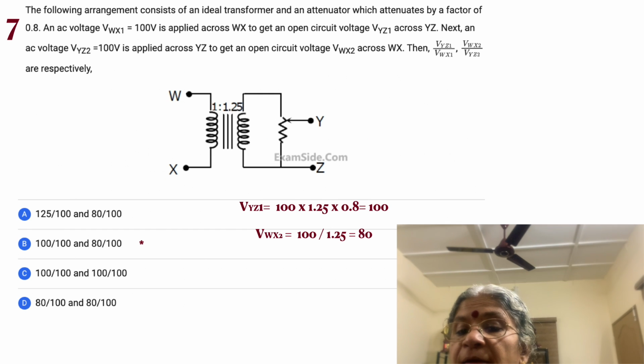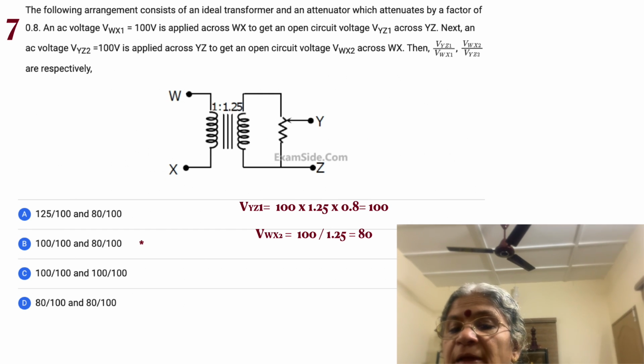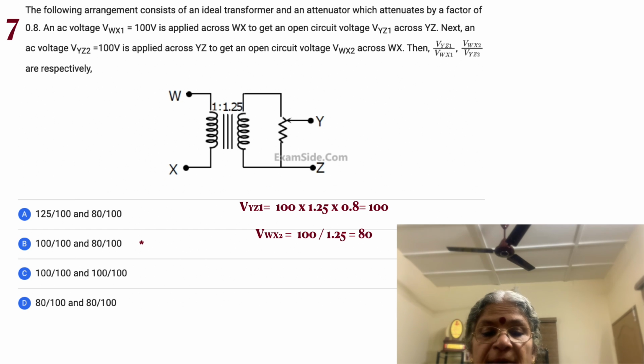Then Vyz1 by Vwx1, comma Vwx2 by Vyz2 are respectively. Okay, so there's a ratio in both cases. So let's start with the first one. Let's try to find out Vyz1 when 100 volt is applied, and then you are having a transformation ratio 1 is to 1.25.